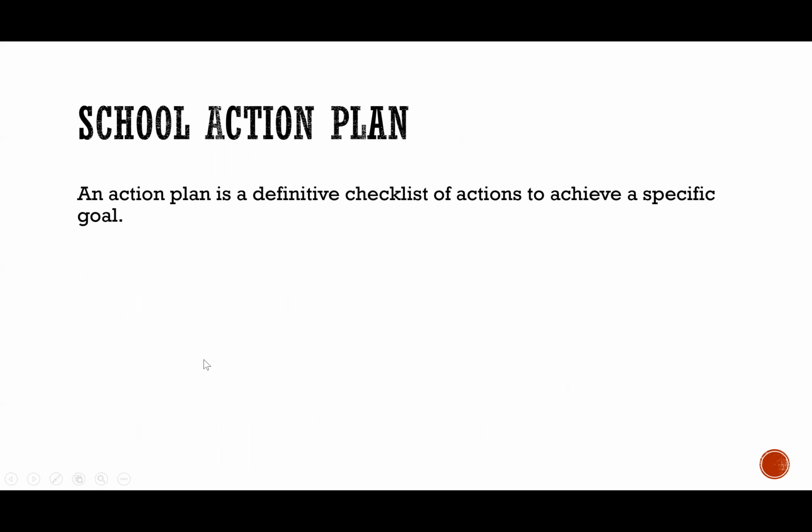Let's move now to the third type, which is the school action plan. An action plan is a definitive checklist of actions to achieve a specific goal. From its name, action. I have an issue, I need to take action. I have something that was identified as a gap, and I have to rectify it.